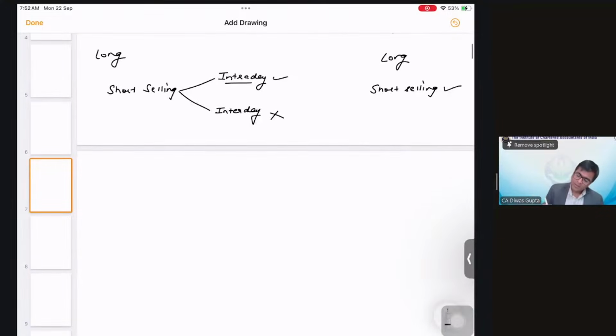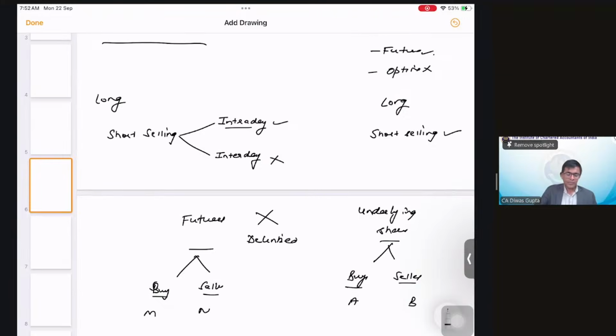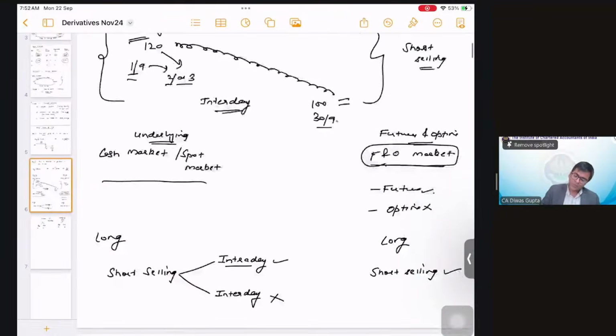Yes, sir. Got it, sir. Got it? So futures are totally delinked from the underlying shares. Clear? So underlying shares can have a buyer and seller, let's say A and B. Futures will have a buyer and seller, let's say M and N, some third party, some different parties. Okay. I hope I am able to clear this out.